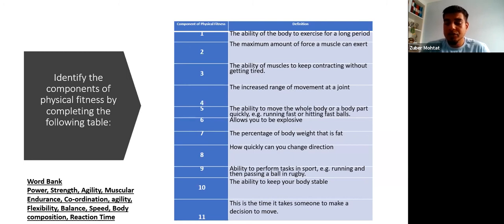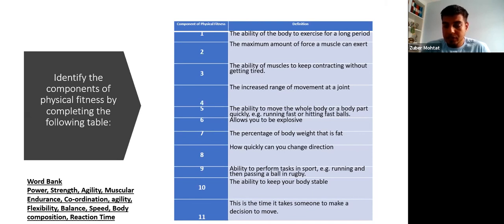How quickly can you change direction? Agility. Yeah, so are you able to pivot in basketball? Are you able to pivot quickly? In cricket, are you able to change direction when you're running in between the wickets? In netball, for example, again, are you able to collect the ball, catch the ball, and turn? Ability to perform tasks in sports such as running and then passing a ball in rugby, coordination. So hand, eye, feet coordination.